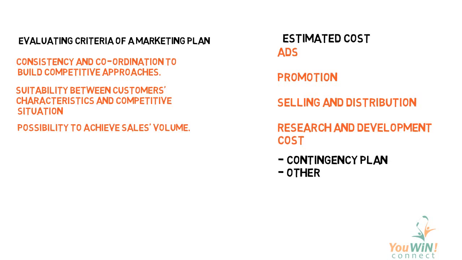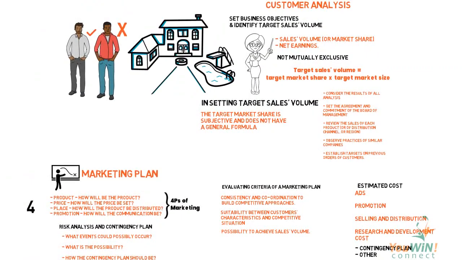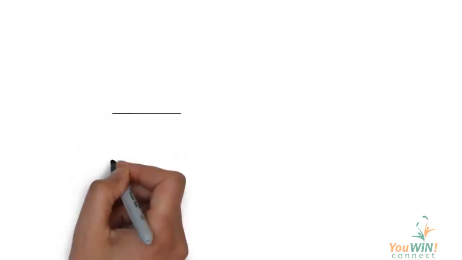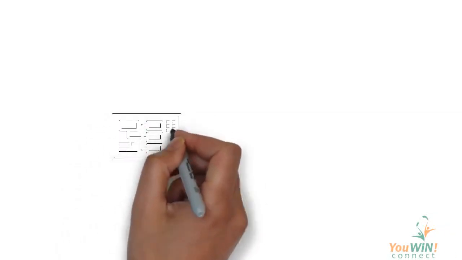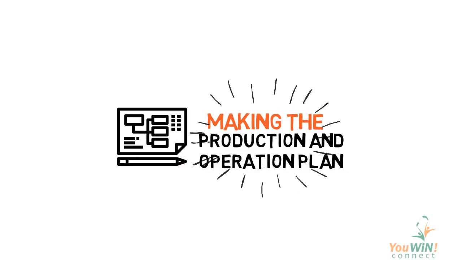This brings us to the end of the part of discussing the marketing plan. By the time we've gone through all of this, we would have everything that we need to put into the marketing plan for our business plan. So now let's look at the portion of making the production and operation plan.